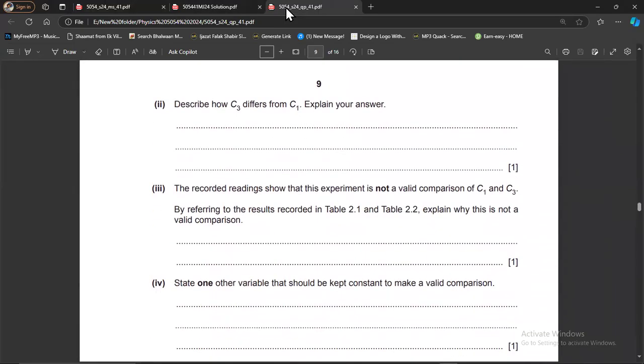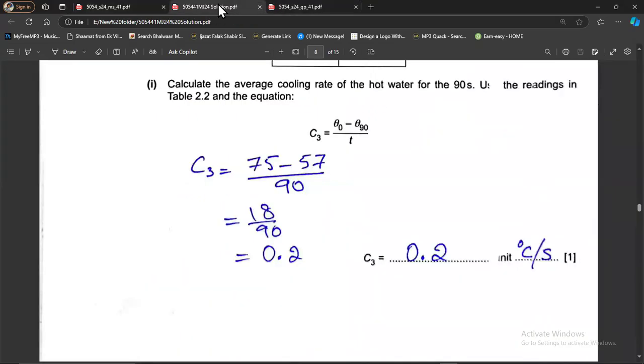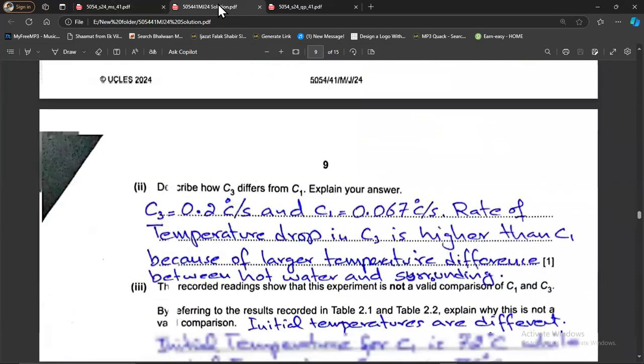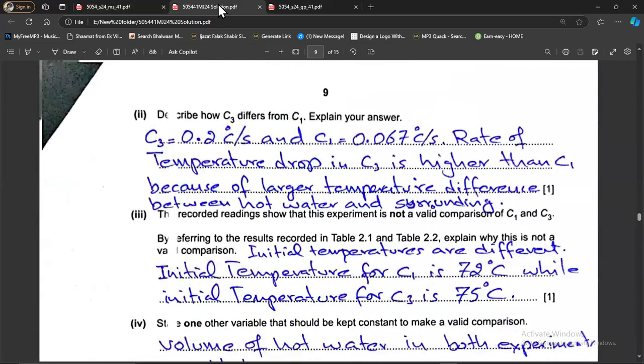Describe how the C3 differs from the C1. C3 is 0.2 degrees centigrade per second, and the C1 was 0.067 degrees centigrade per second. The rate of the temperature drop in C3 is higher than C1 because of the larger temperature difference between the hot water and the surrounding. In this case, the surrounding was the iced water. You can write here iced water.